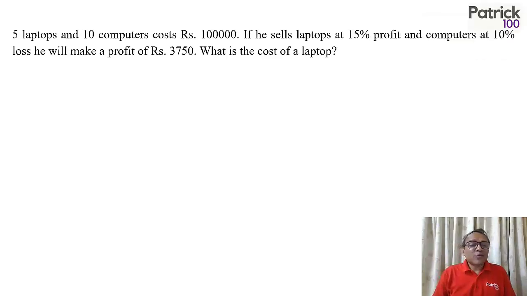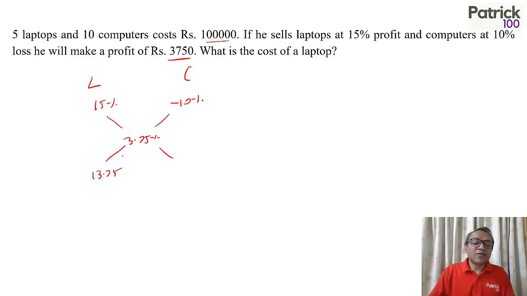So here you have 5 laptops and 10 computers, costing 1 lakh. He sells laptops for 15% profit. You can do alligation here because they're mixing two things, laptops and computers. Laptops' profit is 15%. Loss for computers is 10%. Overall 3,750 profit on 1 lakh, which is 3.75% profit. So you can do alligation. When you take the difference, you realize it's 13.75, and this becomes 11.25.